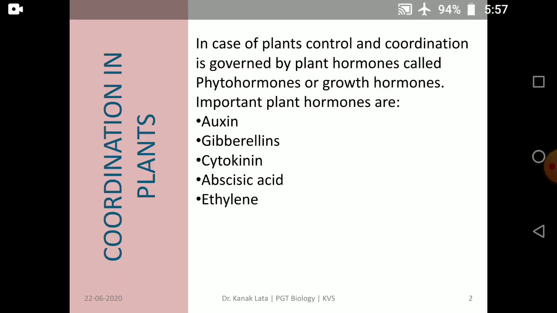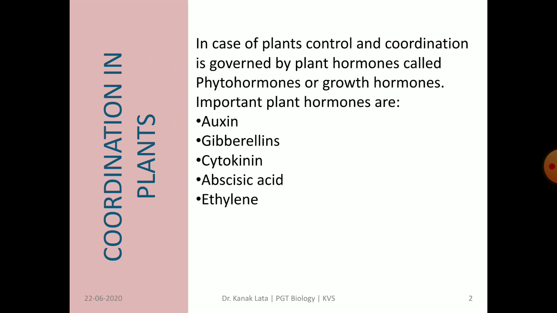So let us start the session with coordination in plants. As you know, in the case of plants there is no nervous tissue, so nervous coordination is not present. Then the question arises: how does control and coordination take place in plants?